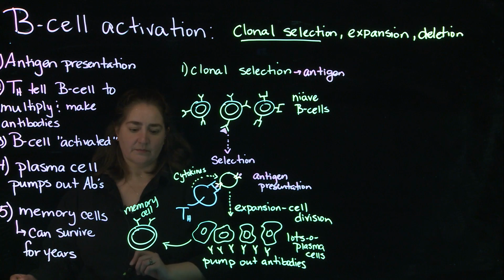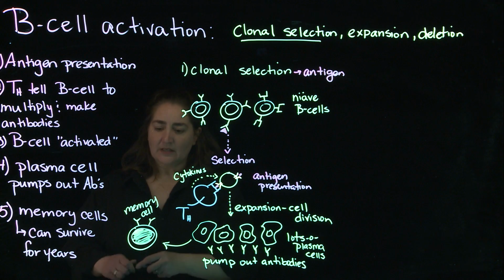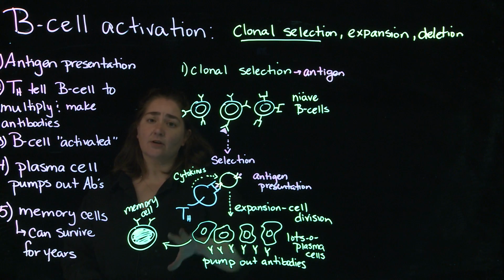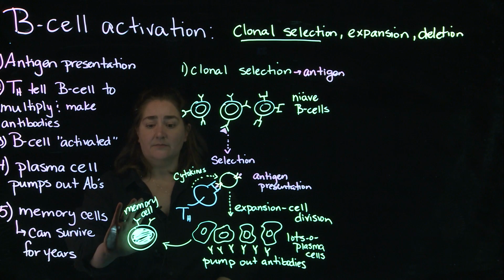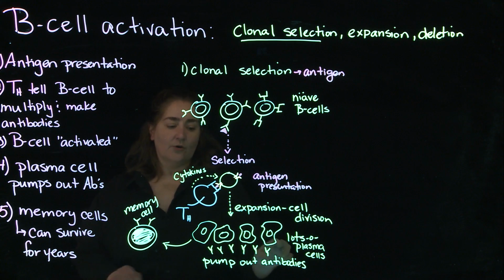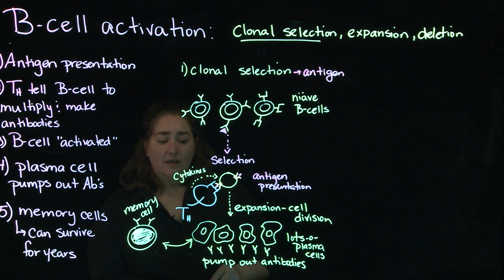our memory cell. Okay? This one is going to be the one that can be activated quickly, because our memory cell has already undergone the activation process. So our memory cell doesn't need a T helper cell to come in for it to start making antibodies. If this memory cell encounters antigen again, if it encounters our pathogen, it's going to automatically go back to being a plasma cell, and it's going to start making those antibodies, so that you either don't get as sick or you may not get sick at all.